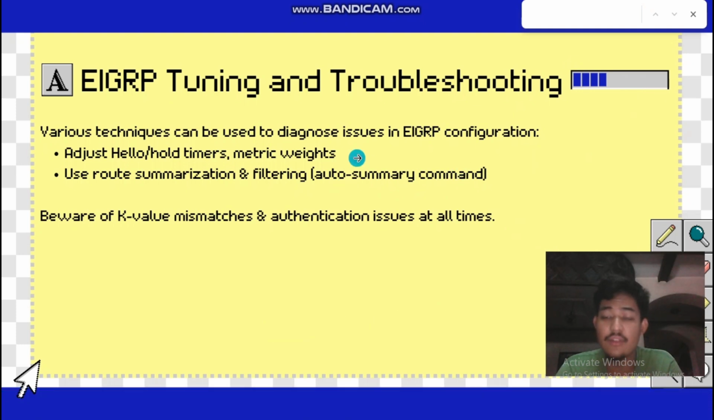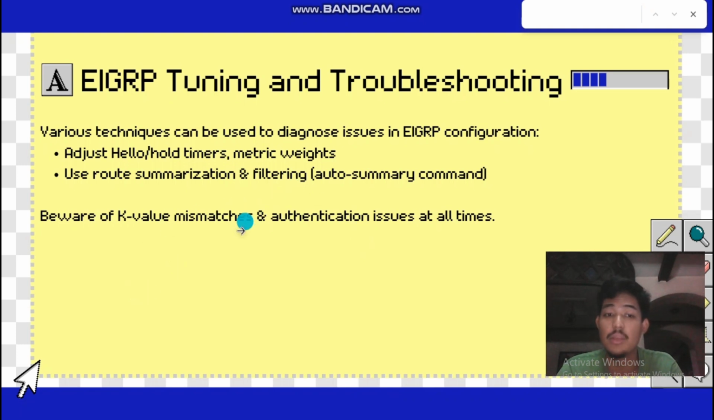So a very important point, or a crucial point to remember, is that key value mismatches and authentication issues may occur, even if EIGRP is a very complex but also a very refined routing system or routing protocol.